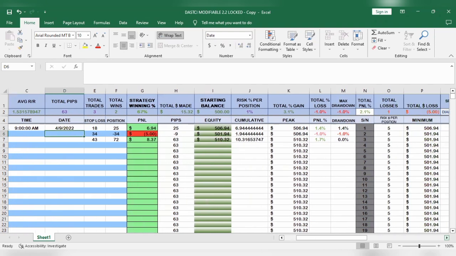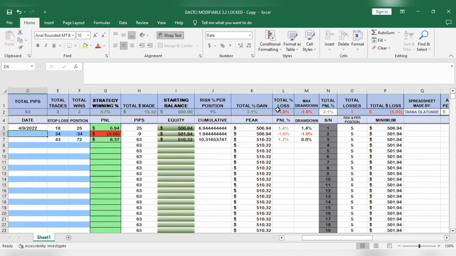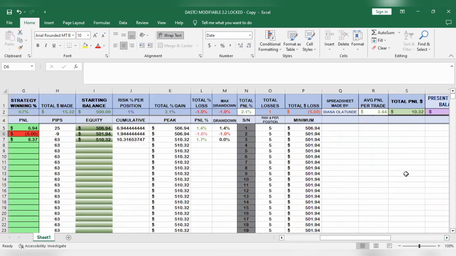So our total losses here, we've lost 1 trade, obviously, because I have 3 trades here and only 1 trade is in red. So we've lost just 1 trade. Our max drawdown has been 1.0%, in which we lost this particular trade. Our total P&L percentage, that means our profit and loss percentage, is 2.1%. Our total dollar loss is $5. And the average P&L we're making per trade is definitely around $3.44.